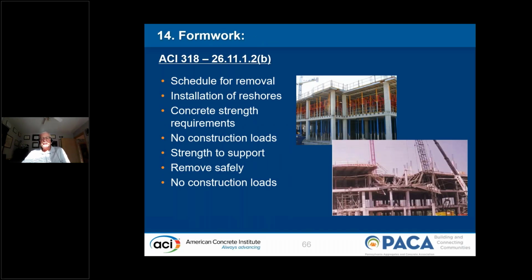We also have to make sure we're doing these strength tests properly. There's the laboratory tests that are required by the building code, but there's also field cylinders that could be taken to confirm the strength of the concrete. Because before we can remove forms and go to reshoring, we have to make sure the concrete has adequate strength to support those loads, or we end up with conditions like this.